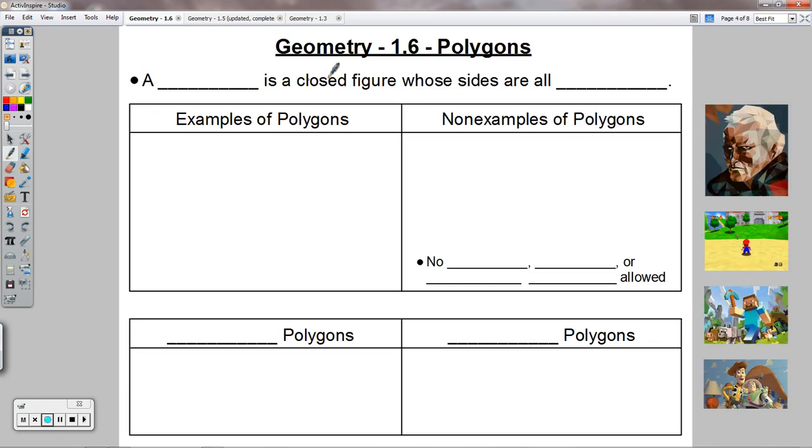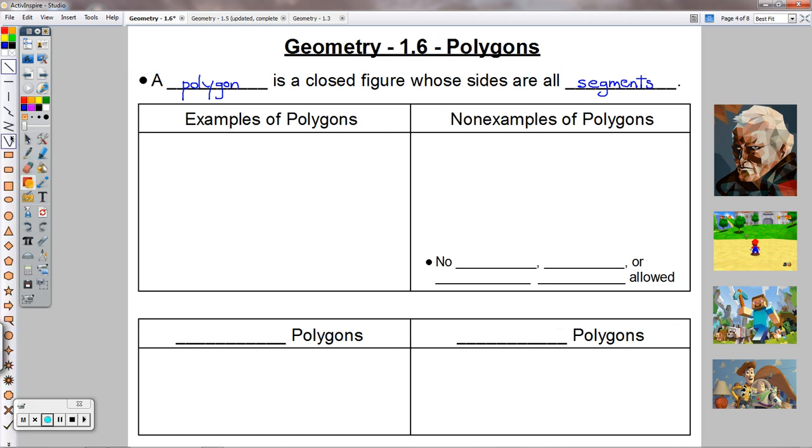Let's get started. Geometry 1.6, polygons. The first blank is the name of the lesson, polygon. So a polygon is a closed figure whose sides are all segments. That's the basic idea. So everything's closed and the sides are all segments. The book has a more technical definition than I'm going to get into here. I'm going to show you examples and describe the more technical definition, but I won't actually write it down. If you want to write down more of the technical things, check out your book or write down the things that I say out loud.